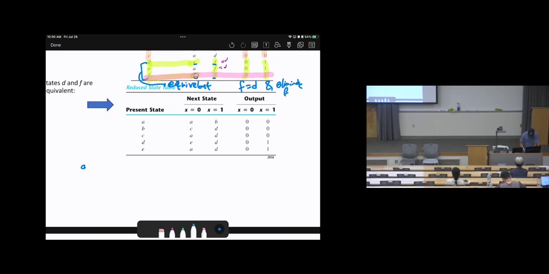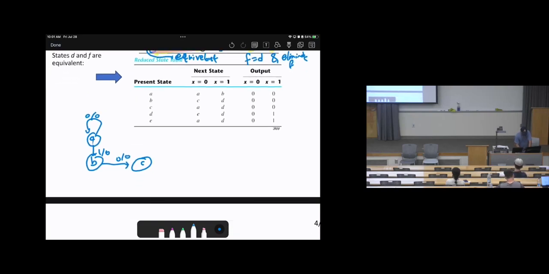Here is state A. Then here is B. If A is 0, we will remain at A, the output is 0. If A is 1, we will go to B, and the output is 0. Then B, if it is 0, we will go to C, and the output is 0. C, if it is 1, it will go to D.